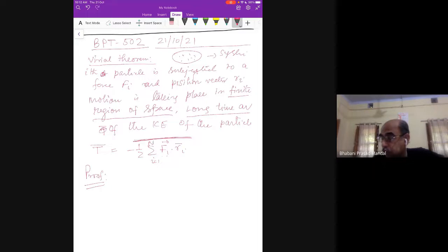The only thing that we should assume, which we already assumed, is that the kinetic energy is a homogeneous function of velocity of degree 2. This is a very reasonable assumption, that is half mv square.